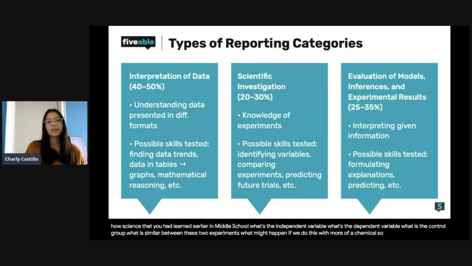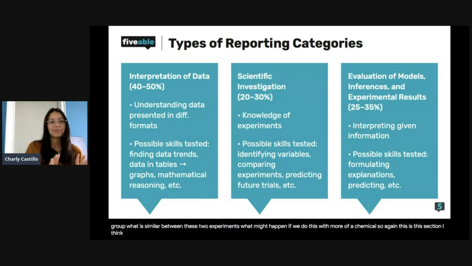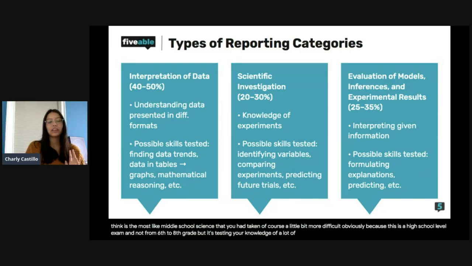So again, this section I think is the most like middle school science that you had taken. Of course, a little bit more difficult, obviously, because this is a high school level exam and not from 6th to 8th grade. But it's testing your knowledge of a lot of really basic foundation science topics that you'll know. Independent variables, dependent variables, control groups, placebos, things like that.